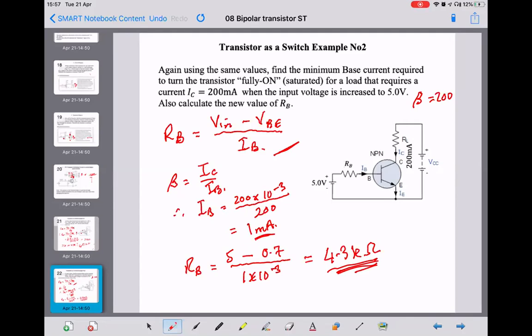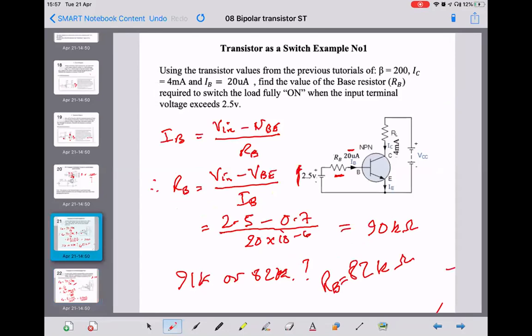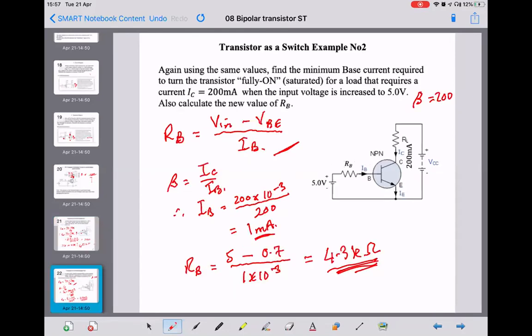Well, happy with that. So changing the input from the previous example, where it was 2.5 volts, to having it as 5 volts, but keeping the other conditions the same, we need a lower value resistor. Our current's much higher, see?